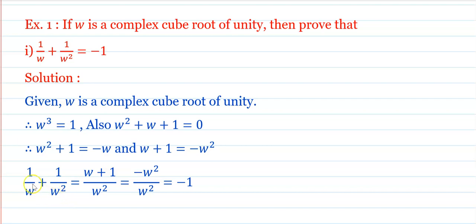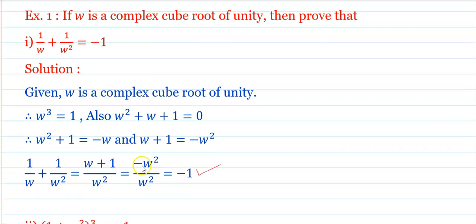Now next, 1 upon omega plus 1 upon omega square. हे simplify करणार. Multiply numerator and denominator by omega. Then you will get omega plus 1 upon omega square. But what is 1 plus omega? 1 plus omega is minus omega square. This omega square gets cancelled. You will get minus 1. And hence it is proved.